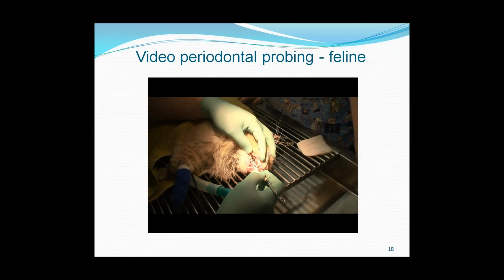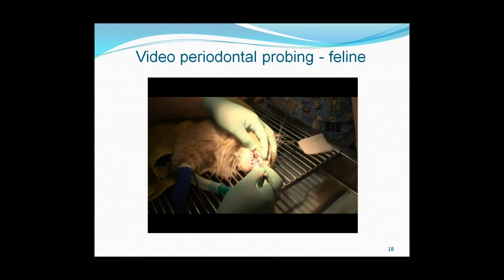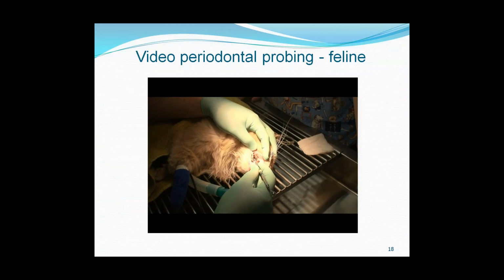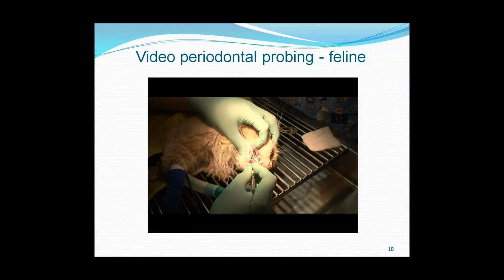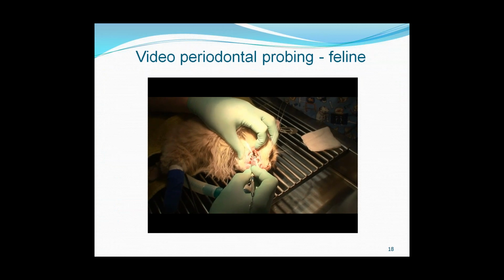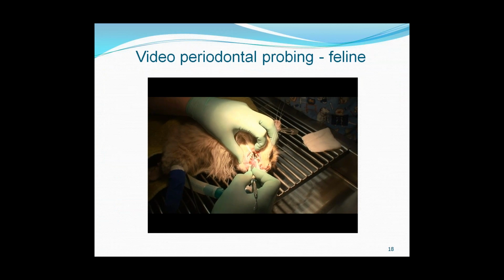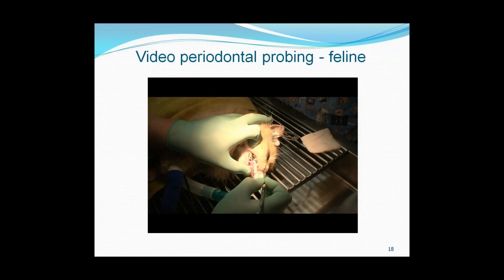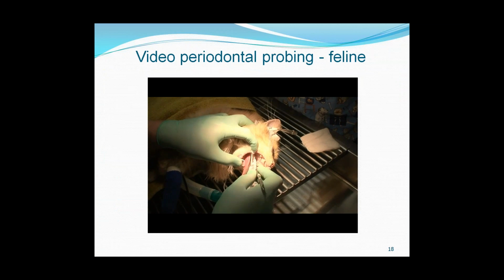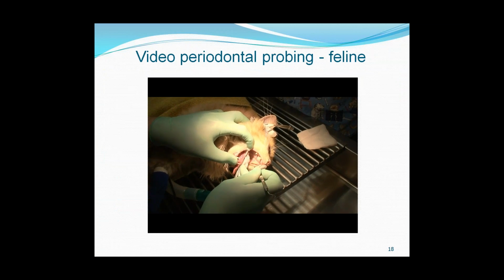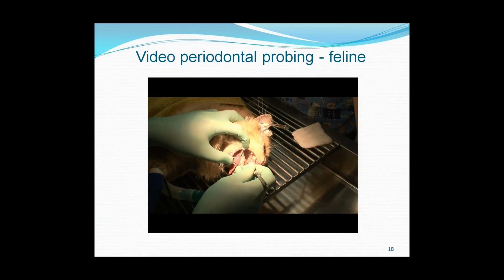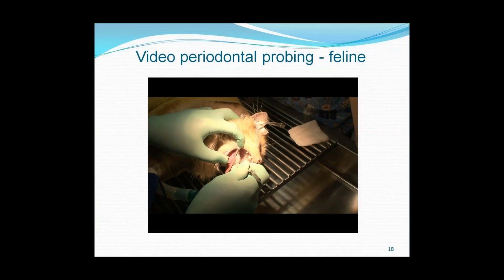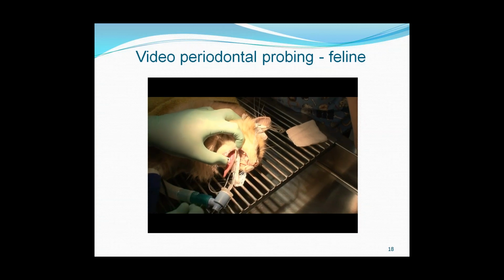So here we have a video showing use of a periodontal probe in a cat, and what we're doing is placing the probe into the gingival sulcus or the pocket and measuring in 2 to 3 places on the buccal surface, and now we're measuring on the mandibular, and then we're going to measure on the palatal surface of the lower maxillary surfaces. So this is probing in a cat.